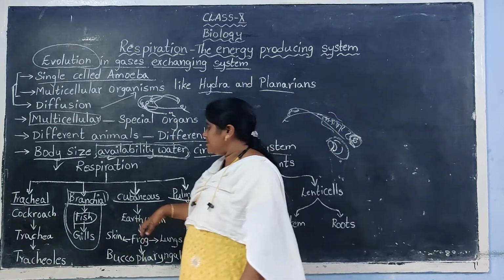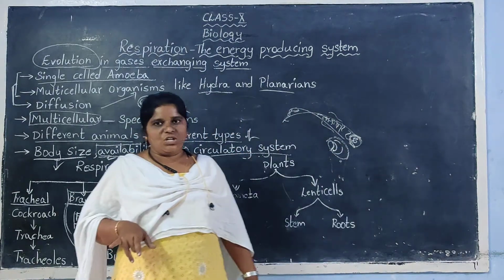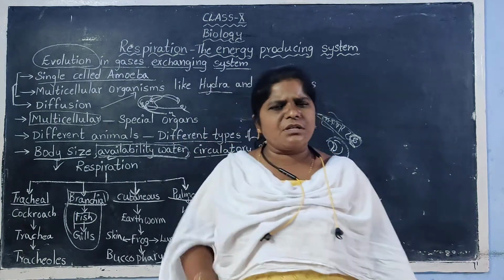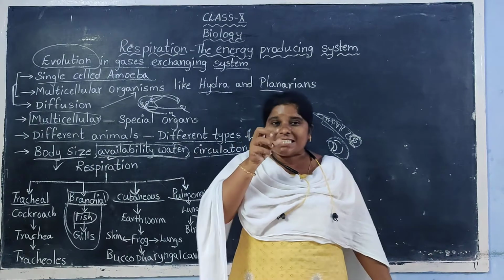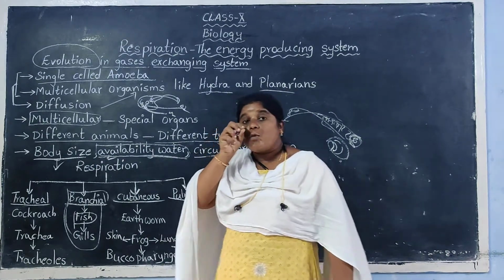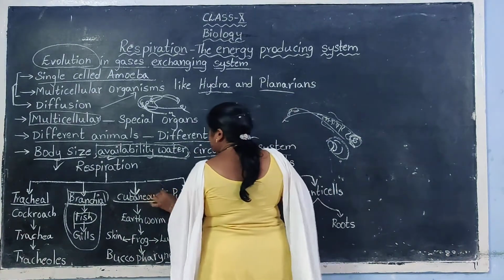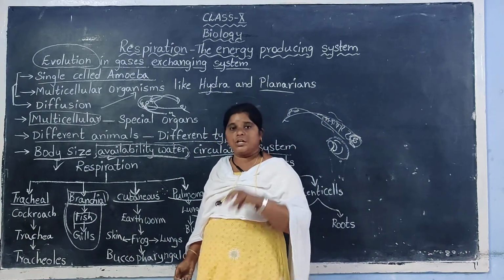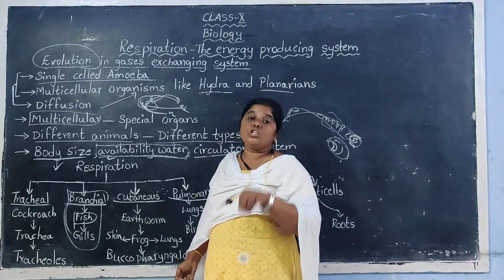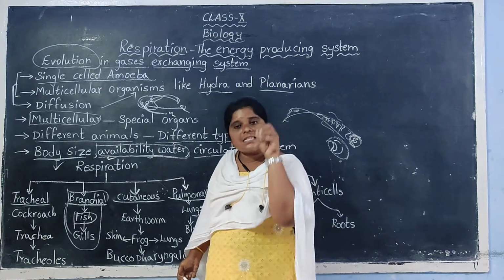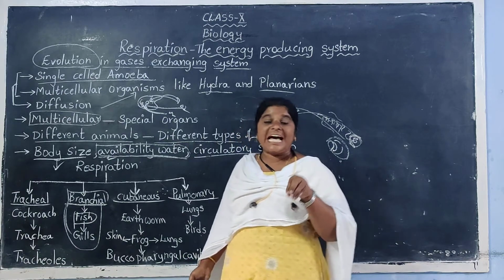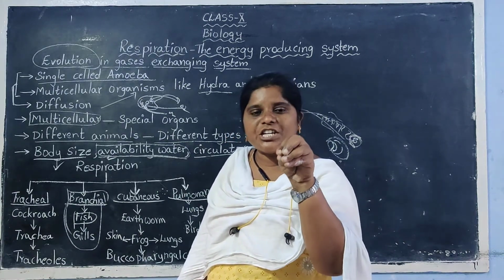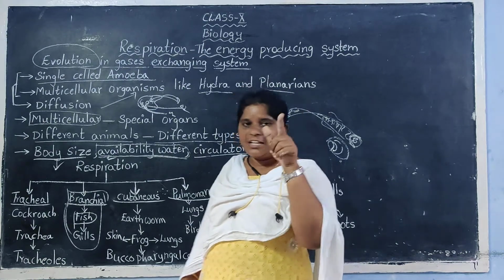And the third one is cutaneous respiration. Which respiration? Cutaneous respiration. The best examples are earthworm and leech. If you touch them, they will be very sticky. Their body is provided with pores like this, and these pores allow the gas oxygen to diffuse directly into the body through the skin. As the skin is the respiratory organ, we call it cutaneous respiration. Now we understood?